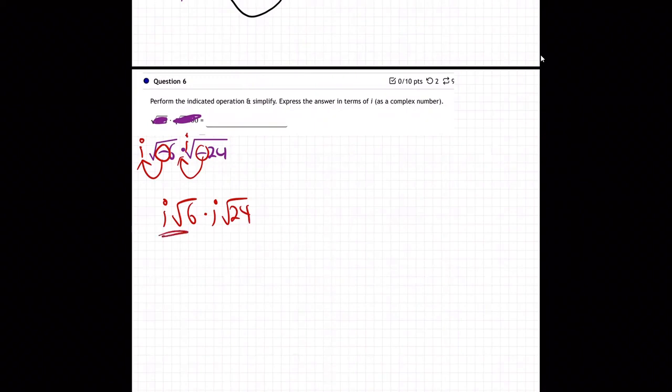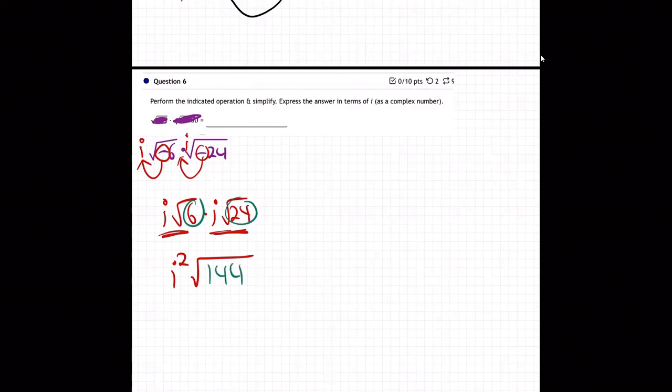Well, i root 6 times i root 24. Well, the i times the i is i squared, just like x times x is x squared. And then 6 times 24, just use your calculator there. 6 times 24, you'll find, is 144.